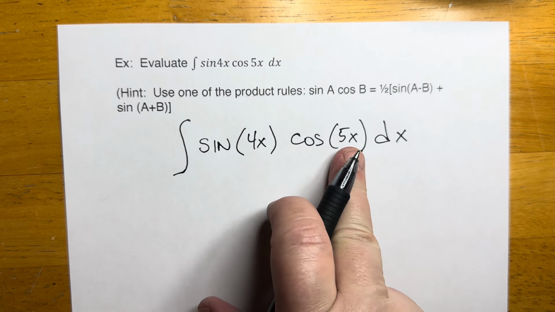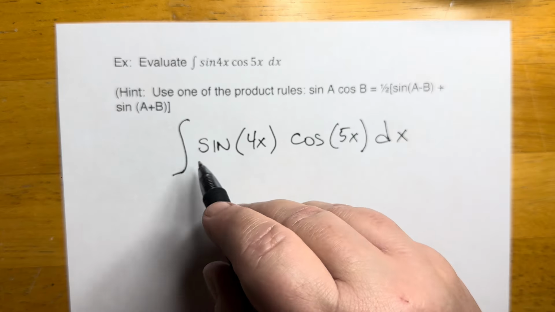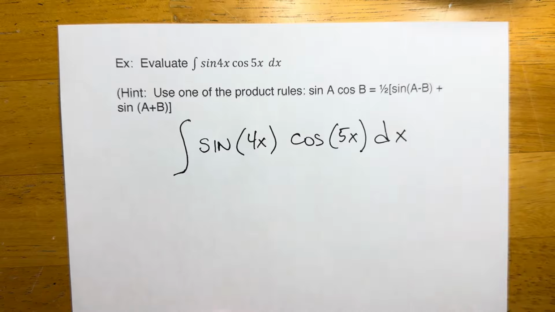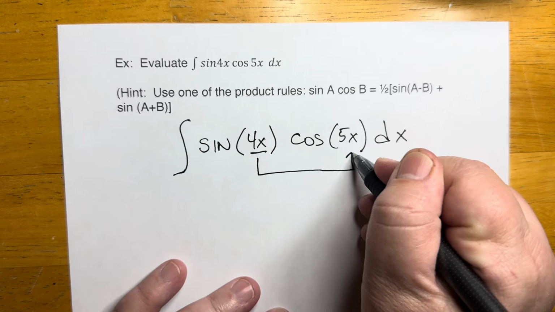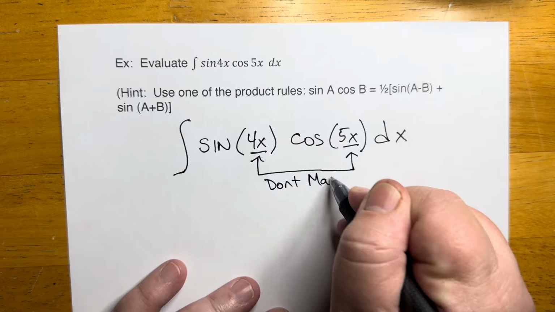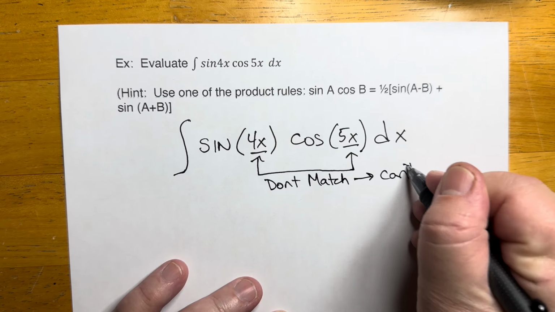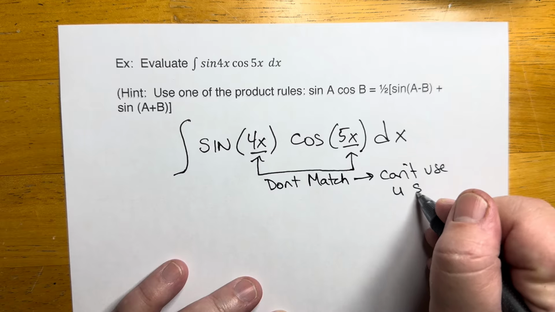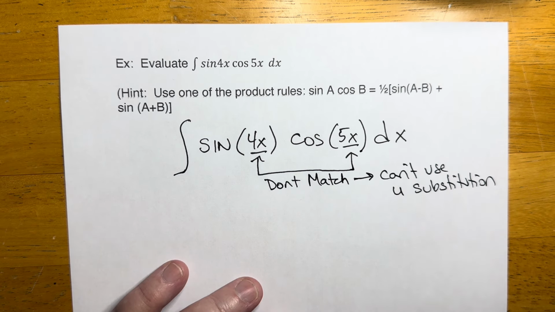The two arguments of sine and cosine are different. If they matched, if it was sine of 4x and cosine of 4x, we could do a u substitution, easy peasy. But if these don't match, we can't use a u substitution. Okay. So what's the hint?